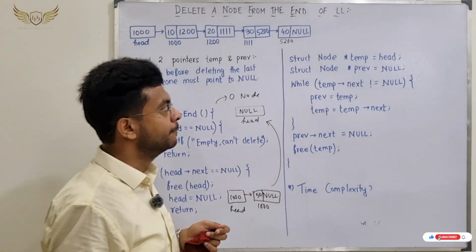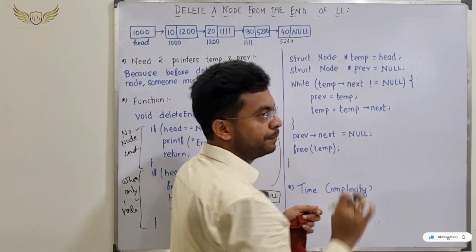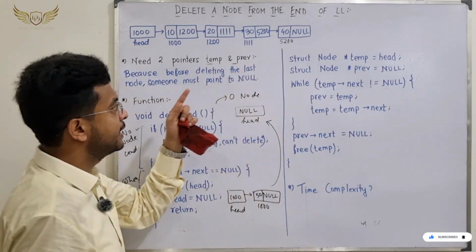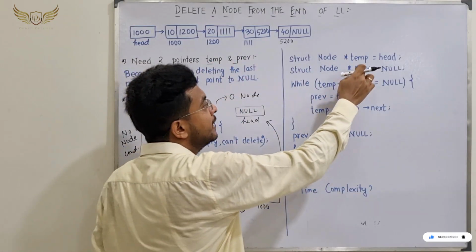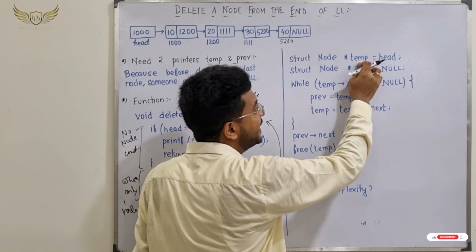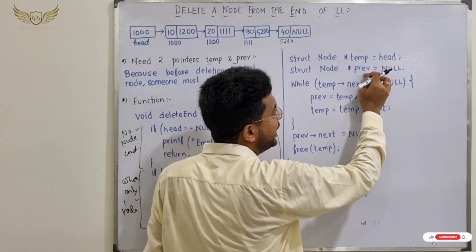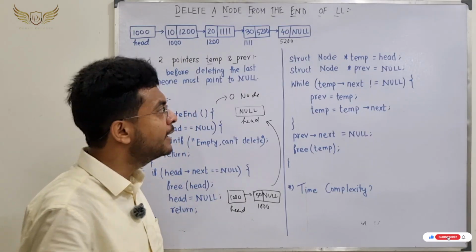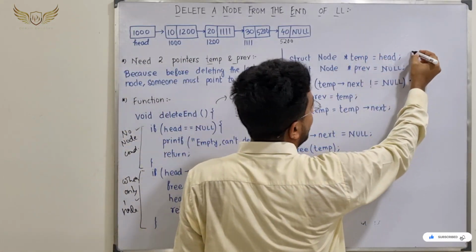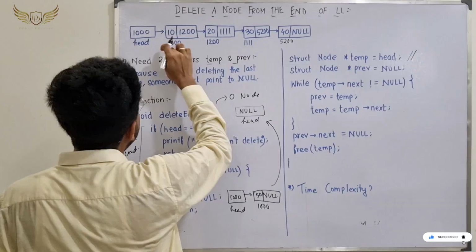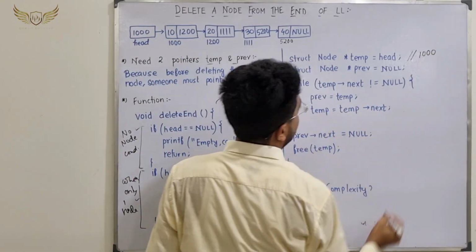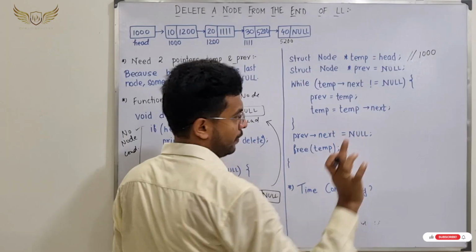Now see what we are doing. Struct node star temp. As we have seen, we need two pointers, temp and prev. Temp is holding the value of head and prev is storing null for the time being. What is head? If you see from this diagram, head is nothing but 1000. And prev is by default null for the first case.